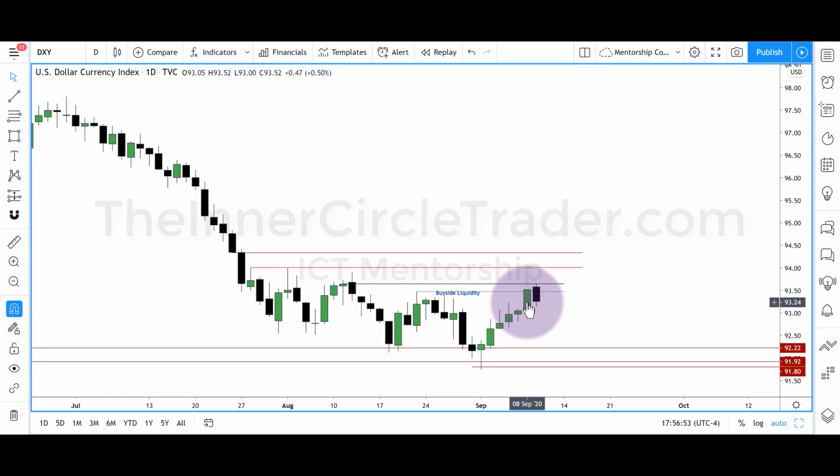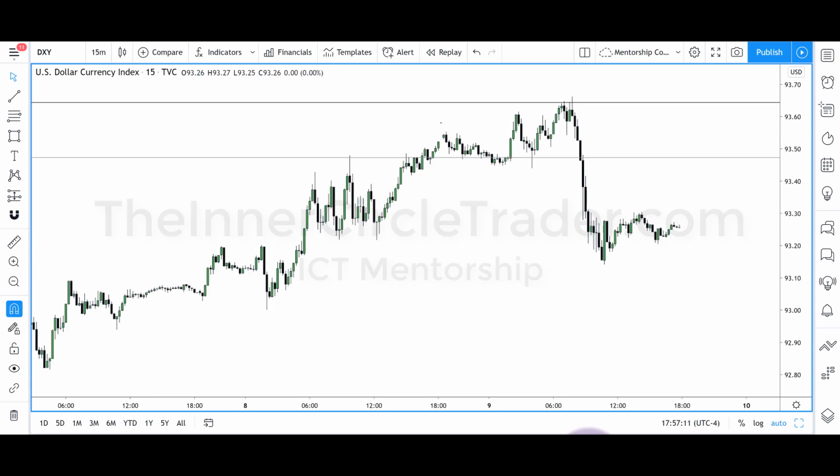On 93, big figure on the dollar. 15-minute time frame on the dollar index. You can see we had a nice fair value gap in here. Trade into that, fill it, run, then consolidate back down in. Relative equal lows are kept.